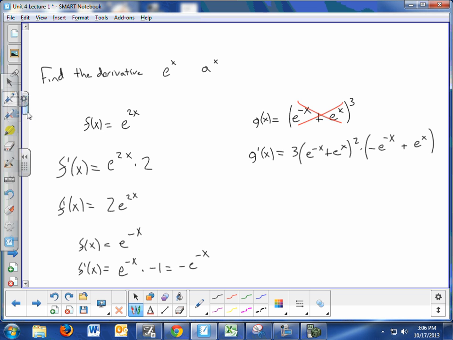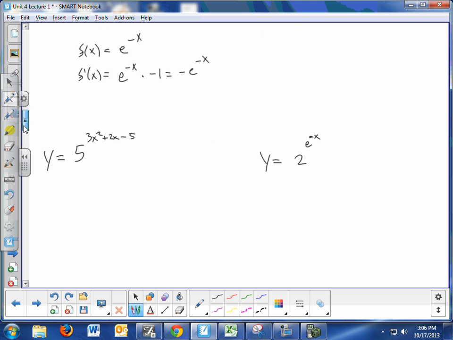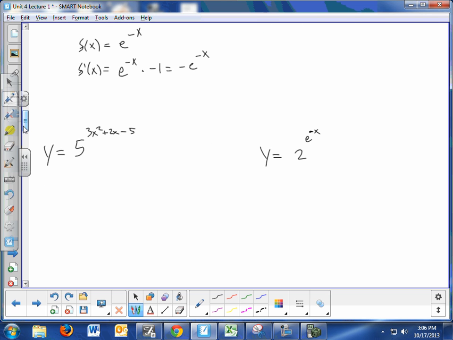Cool. All right, let's do a couple more. So 5, now we have a constant to a power. That's when we talk about that a to the x, the derivative being a to the x log a. Here we have 5 to a function. So go ahead and take the derivative of that. It's just like e, only you're multiplying by the log of that base value.